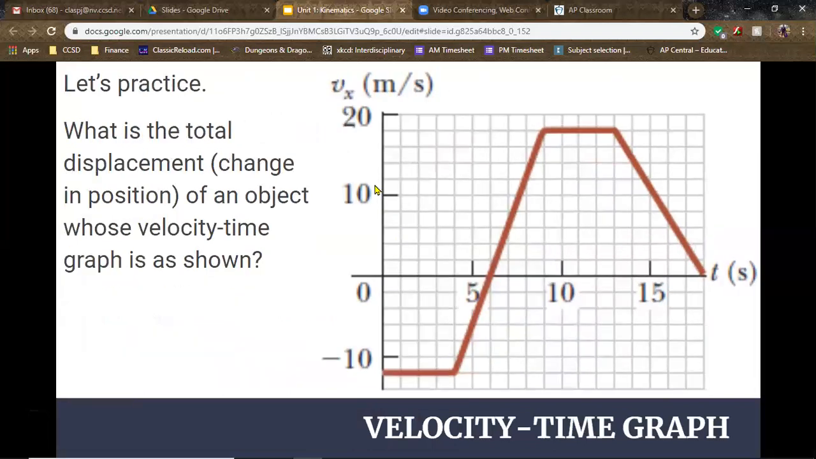So I want you to practice. Take a little time. What is the total displacement or change in position of the object for this velocity time graph? You're going to have to divide this into several different areas, at least five areas, add them all together, and that's going to represent your total change in position. So go ahead, I'll pause for a little bit. You can pause the video if you need more time. See what you can come up with.